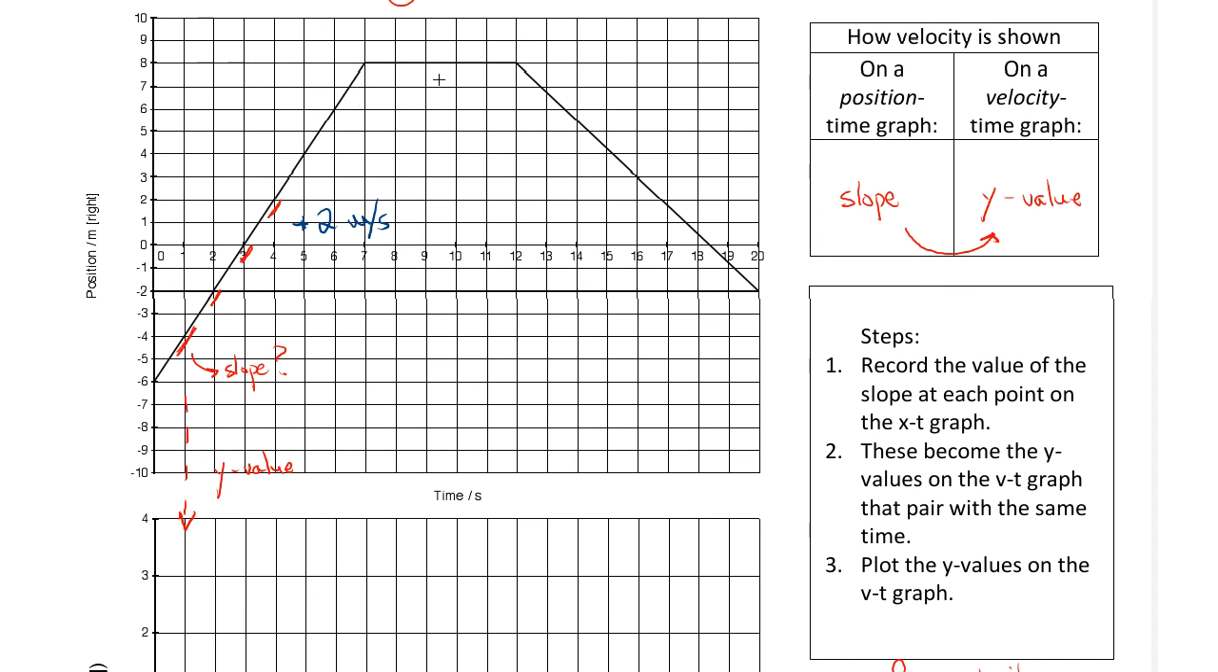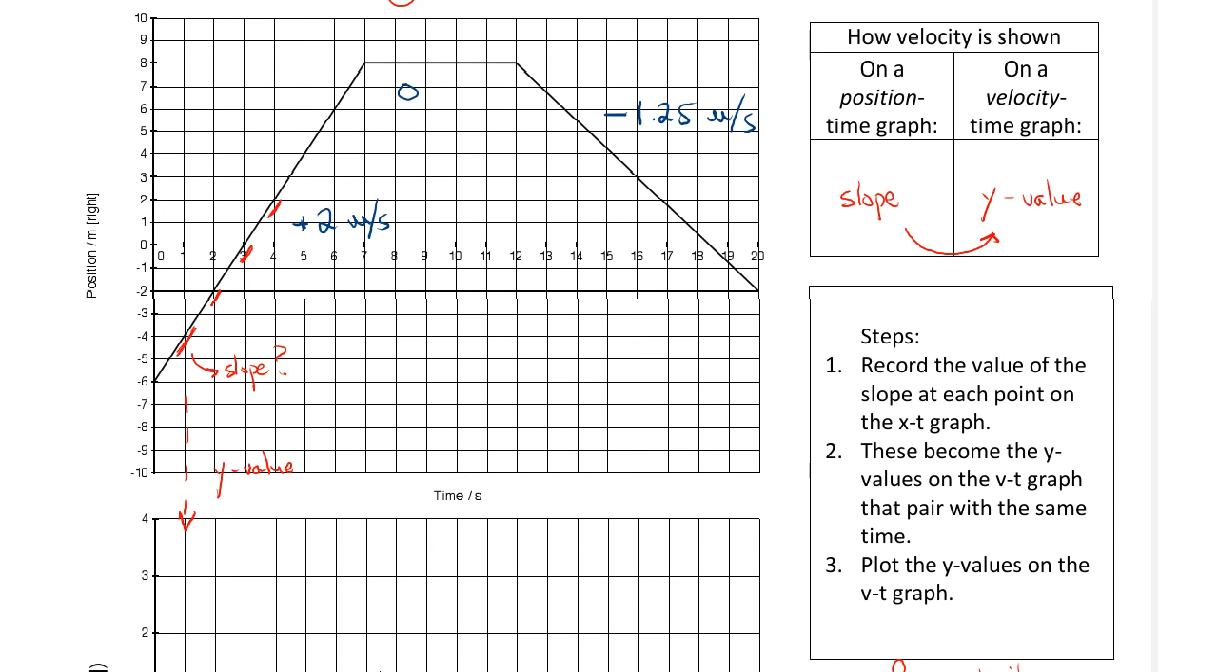Here, there's no rise at all. The rise is 0, so the slope is 0, or 0 meters per second. And here we're going down 10 in a time of 8 seconds. So 10 divided by 8 is 1.25, and it's negative, so the slope is negative 1.25 meters per second. Again, that's negative 10 divided by 8.